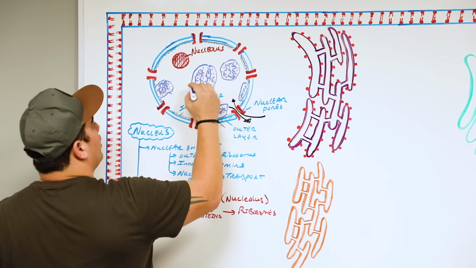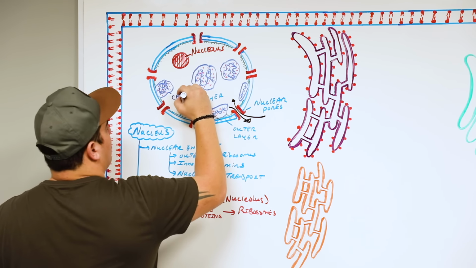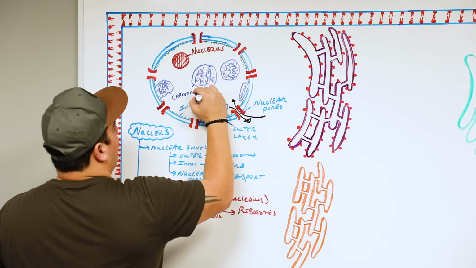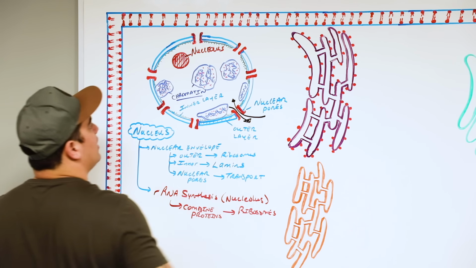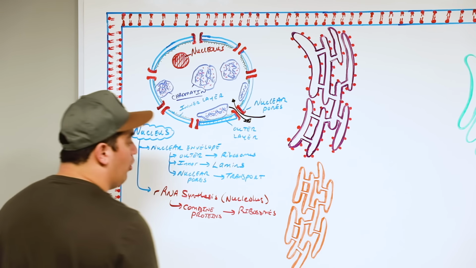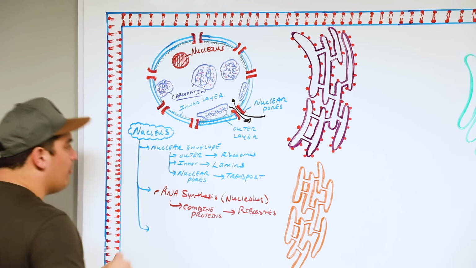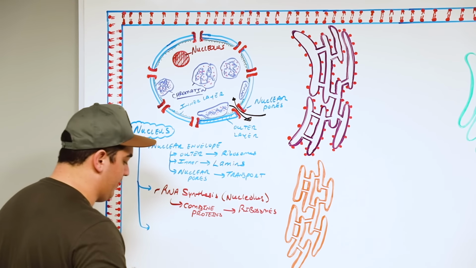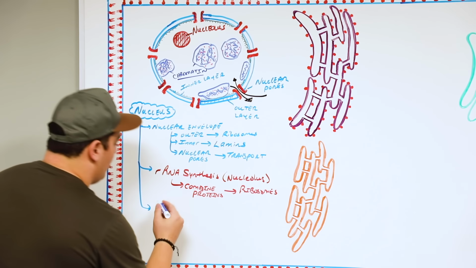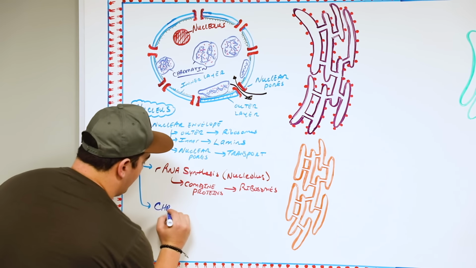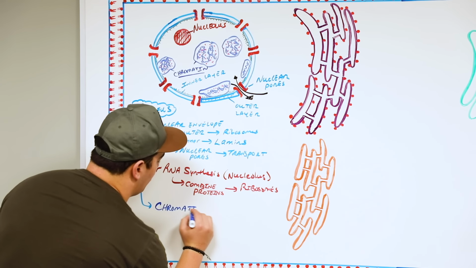This is called chromatin. And chromatin is very, very important because this is what really makes up who we are as humans. And it's very important for us to know the different components of chromatin. So within the nucleus, you have this structure called chromatin. So what in the heck is chromatin?